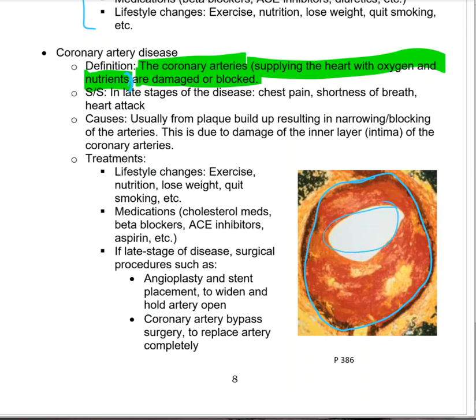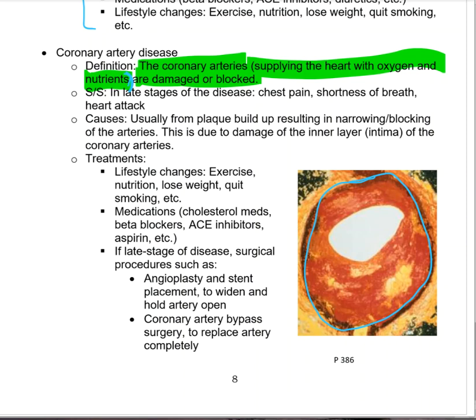I don't know how big it is, but maybe if this was a red blood cell, look at how few red blood cells could fit going through there at any given moment. Maybe only 4 or 5 at any moment, as opposed to maybe 10 or 15 if it was all the way open. So what are the signs and symptoms? Again, sometimes at first nothing, but in the late stages we have chest pain, shortness of breath, and then we'll often have a heart attack because we're not getting enough oxygen.